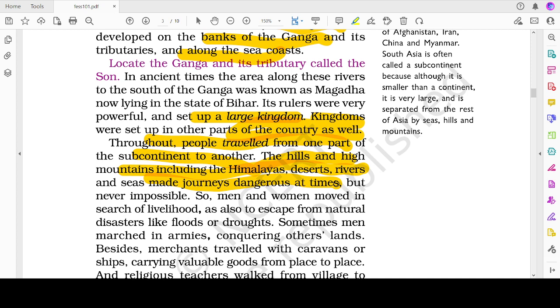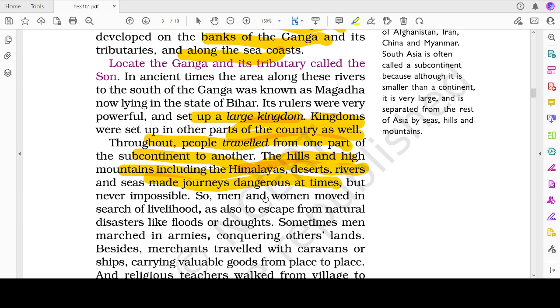But at that time, communication was not at all easier. The route was not at all developed. We didn't have proper roads. So the people used to travel passing through the hills, through the Himalayas, through the deserts, through the rivers and seas. So obviously it was dangerous.